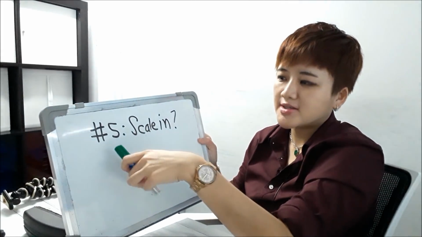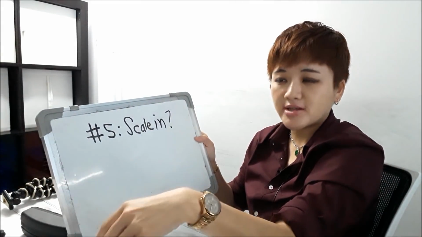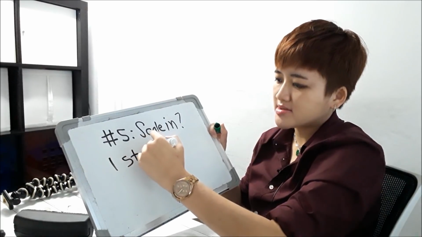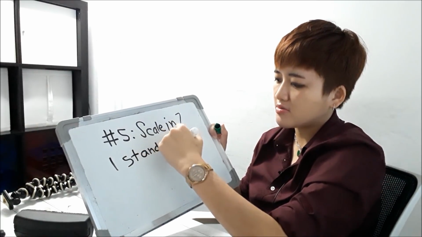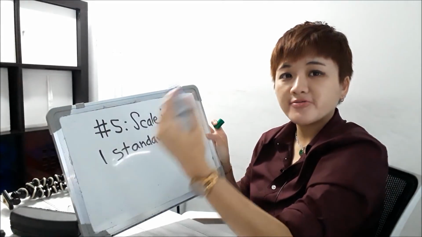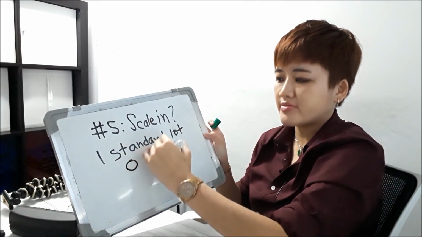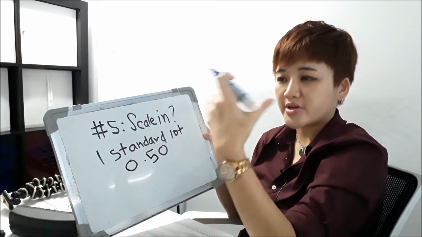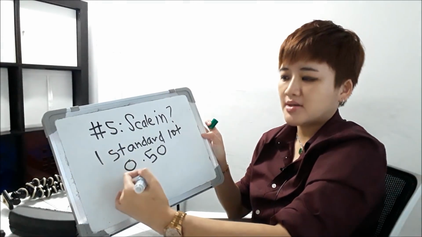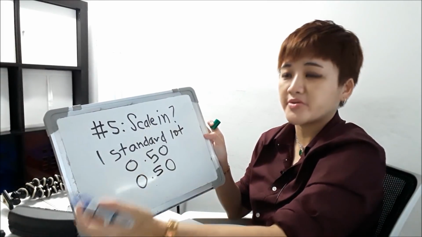So the final factor is, do you scale in or do you enter everything all at one go? Let's say if today your lot size should be 1 standard lot, but you're a trader that likes to scale in. The first trading opportunity, you will open a lot size of 0.5. Okay? And then as the price moves in your direction, then you open another trade and then you open it at 0.5 again.